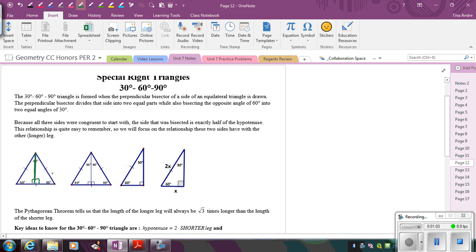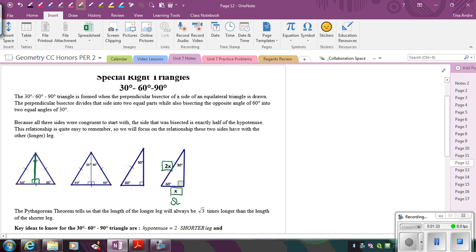So you take an equilateral triangle, you use the altitude, the angle bisector, median, or perpendicular bisector, and you'll have a 30, 60, 90 right triangle. So the first relationship that you need to know is that this shorter leg, so I'm going to call this SL for shorter leg, that shorter leg will always be half of the hypotenuse. And again, the reason for that being the hypotenuse is one of those equilateral triangle sides.